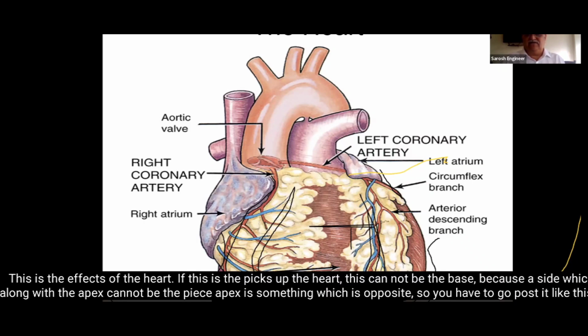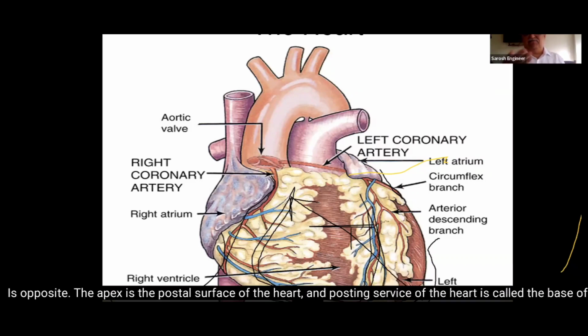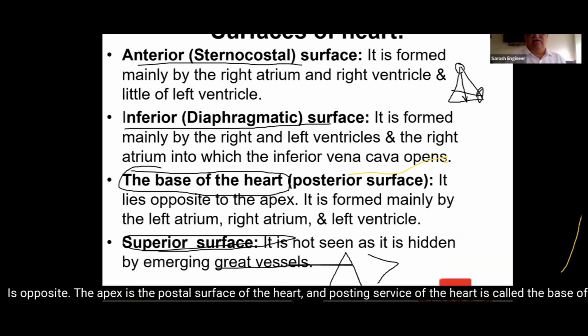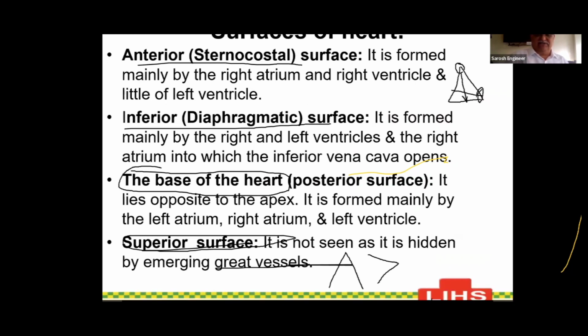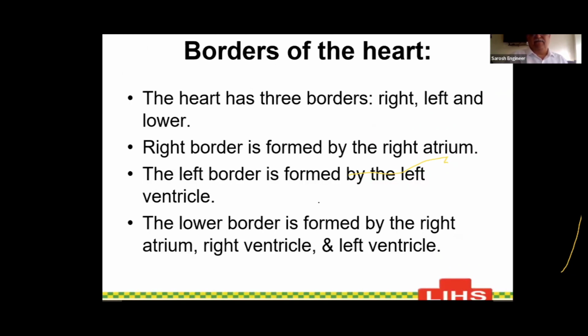This is the apex of the heart. If this is the apex of the heart, this cannot be the base, because the side which is along with the apex cannot be the base. Apex is something which is opposite, so you have to go opposite like this, and it is three-dimensional. So the one which is opposite the apex is the posterior surface of the heart, and posterior surface of the heart is called the base of the heart. Okay, please remember only this much. Rest of the things you can forget.